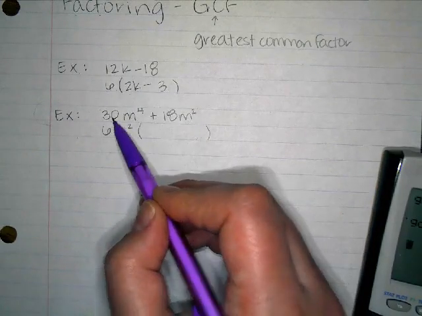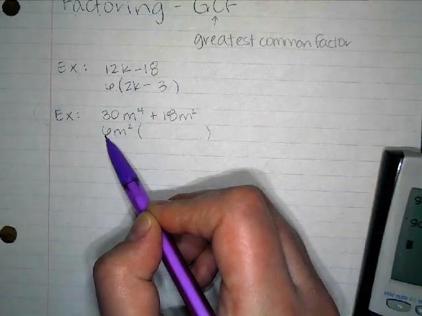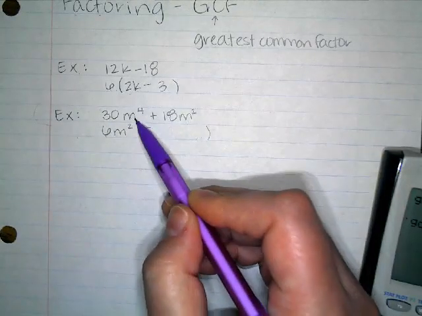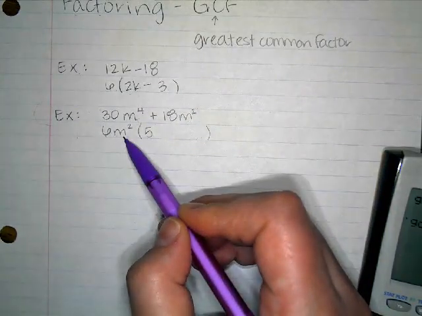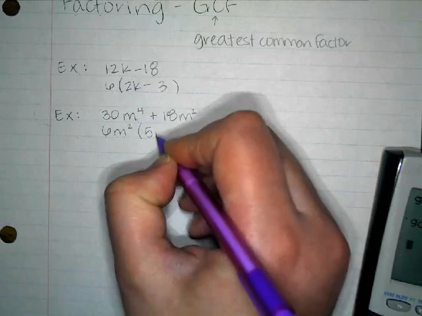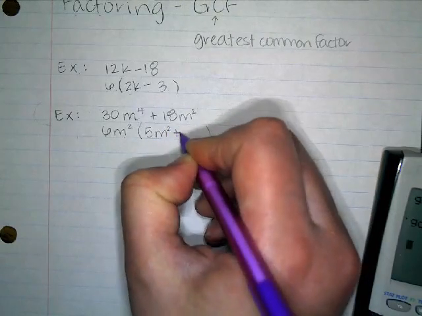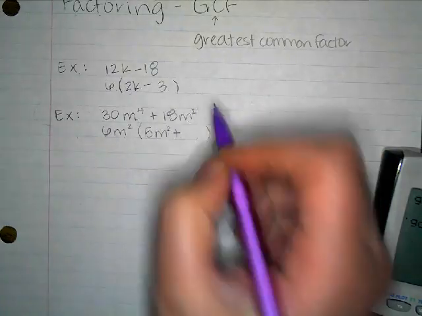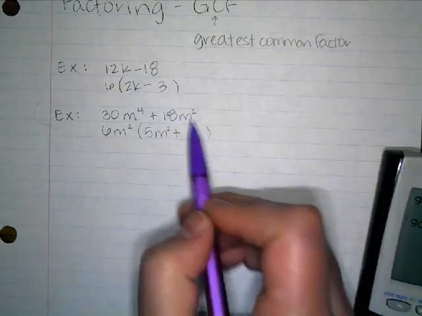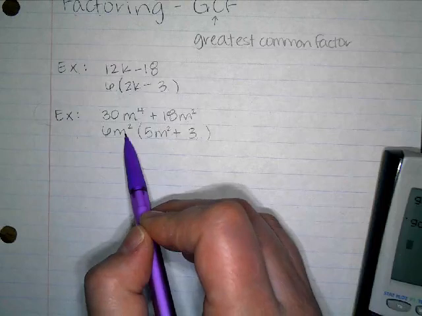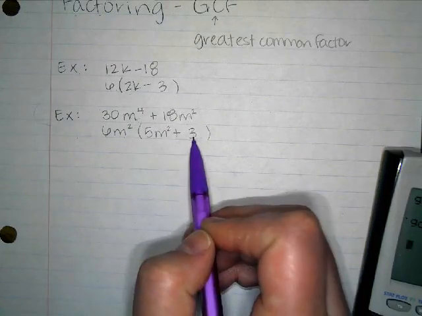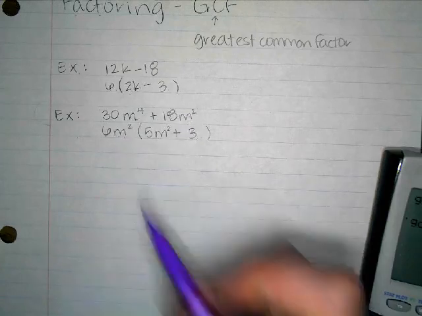So 30 divided by 6 is 5. And I had 4 m's. I already took out 2 of them, so how many do I have left over? 2. So 5m to the second plus 18 divided by 6 is 3. I had 2 m's. I took out 2 m's. Do I need any more? Yeah, I'm done because I had 2 and I took out 2. So I don't need any more. I'm done.